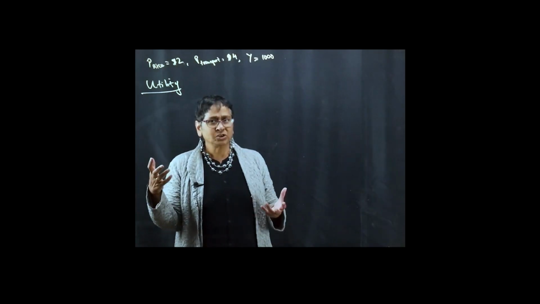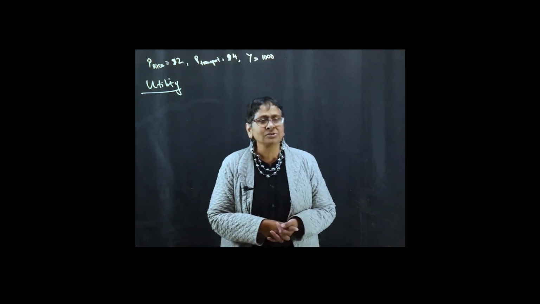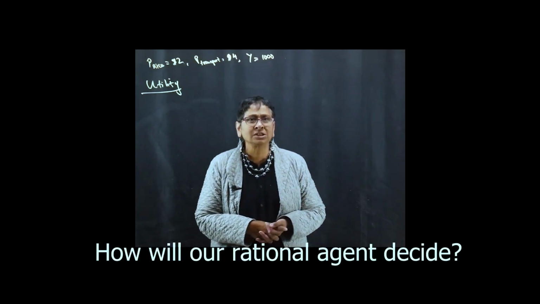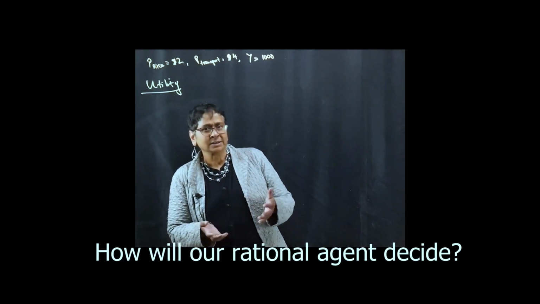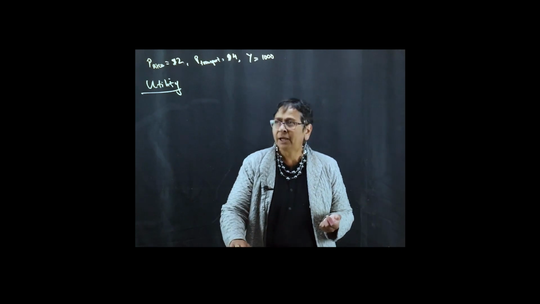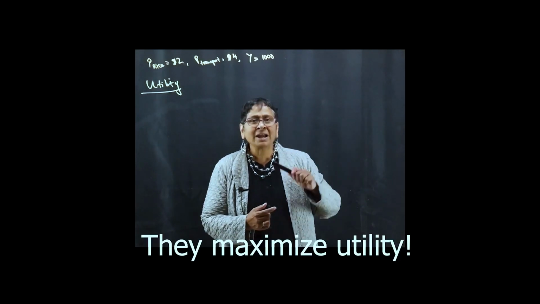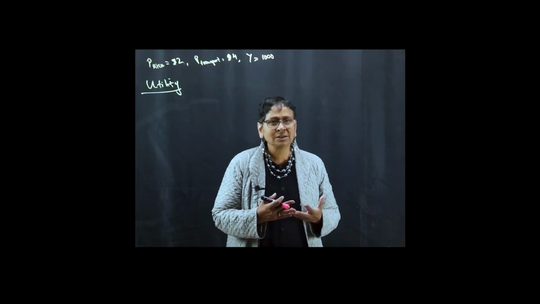We had a choice set based on that, our budget constraint, and we now have to figure out how our rational agent, Homo economicus, will decide how much rice to buy, how much transport to buy. And we're going to say that they maximize utility. Utility is a strange concept.